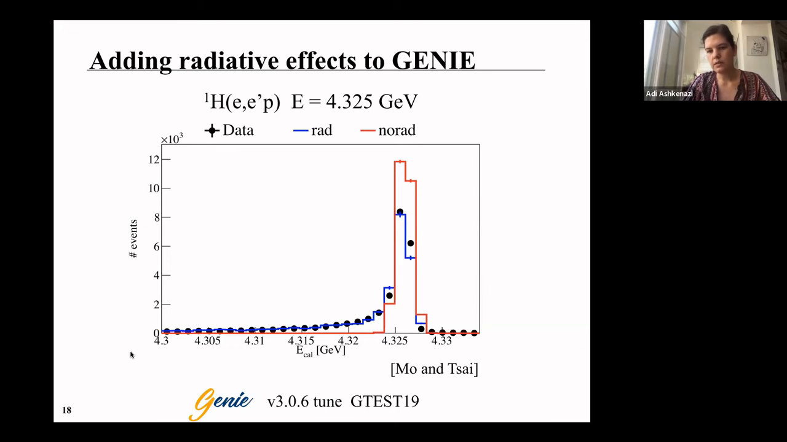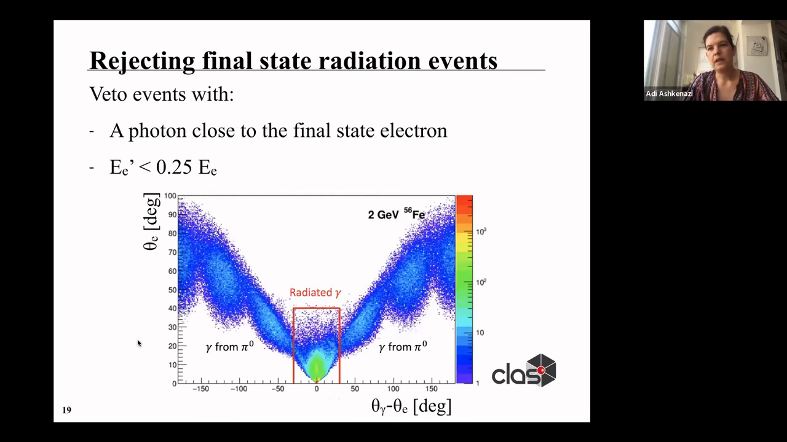Okay, you can see that it's nicely giving us the detail when reconstructing the incoming energy of the electron. And so we were pleased with, or encouraged by, this validation, but that was not enough. We also tried to minimize the effect of radiation in our event selection.